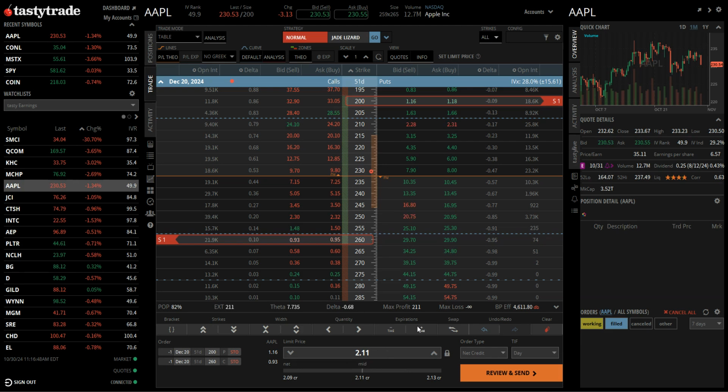So now, look at this. Our income is 211 bucks. Okay, that's the max profit. But if Apple moves to like 300, we're gonna make a big loss. 260 minus 300. The other way, it's like $4,000 loss. But yeah, we collect 200. So no, I don't want to risk Apple going to 300. So I'm gonna do a semi version of a Jade Lizard. What am I gonna do?